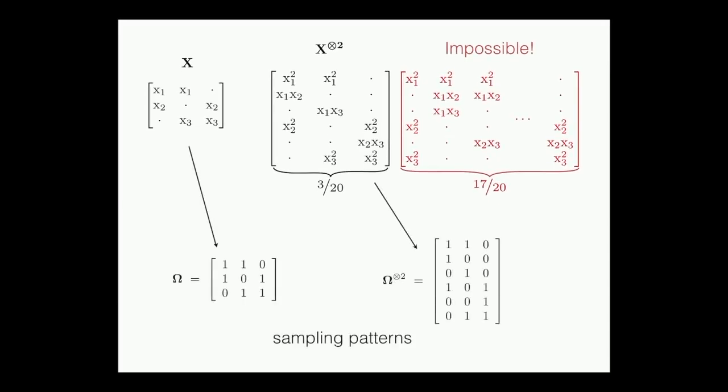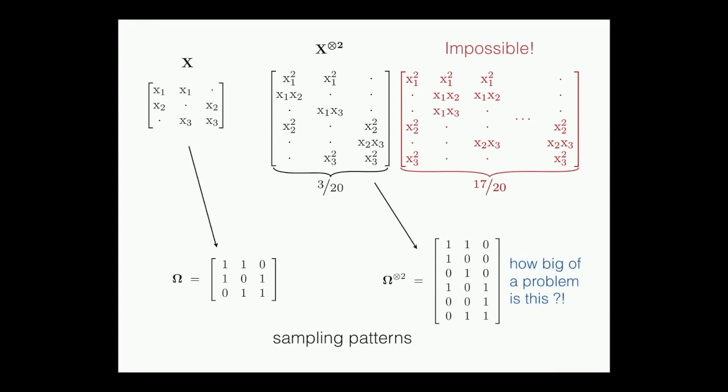So I want you to understand what I mean by this notation. Let's say I have a large data matrix, and I can observe each column with one missing entry. I'm using this omega to denote the patterns of possible observation that I'll see in the original domain. And over here, this omega tensor 2 is the pattern of observations I'll see in the quadratic representation.